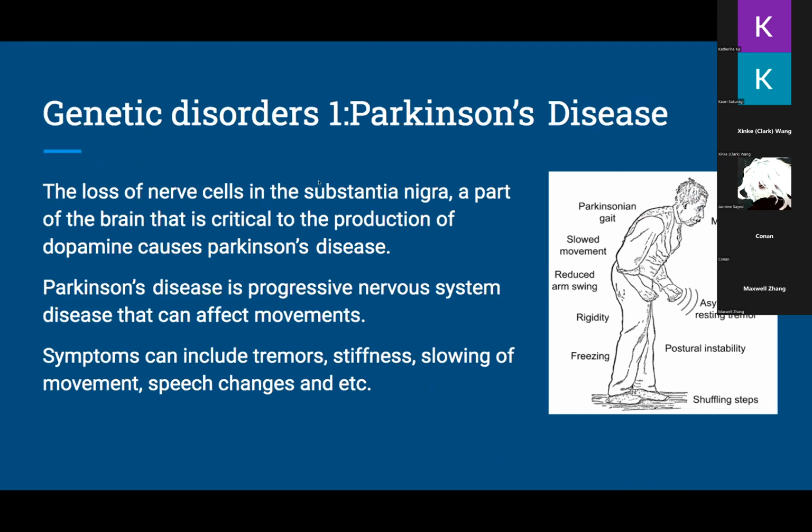Genetic disorder 1, Parkinson's disease. The loss of nerve cells in the substantia nigra, a part of the brain that is critical to the production of dopamine, causes Parkinson's disease. Parkinson's disease is a progressive nervous system disease that can affect movements. Symptoms can include tremors, stiffness, slowing of movement, speech changes, and more.